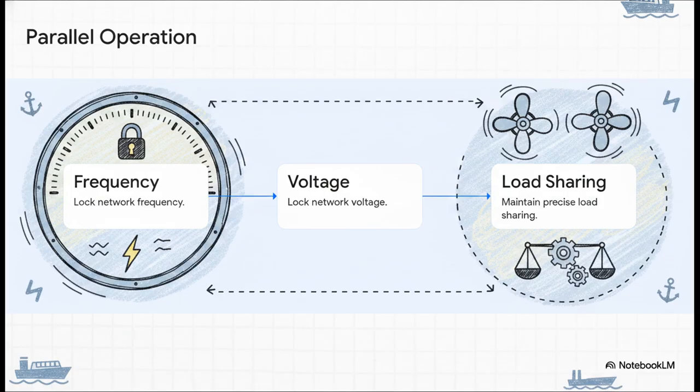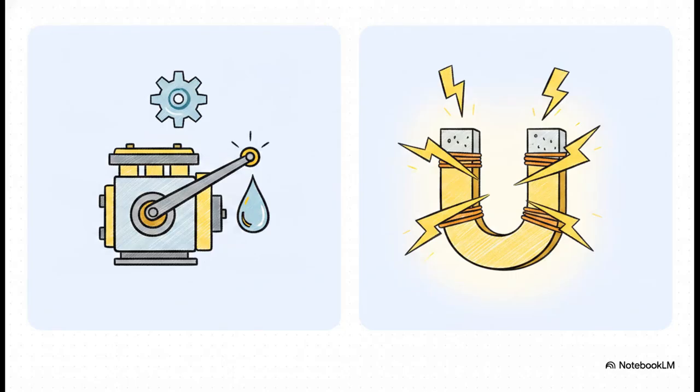For parallel operation to succeed, 3 non-negotiable dials must stay tightly locked at all times: network frequency, network voltage, and precise load sharing. If you get any one of these wrong, the generators stop cooperating and start fighting. So, how do we control them?